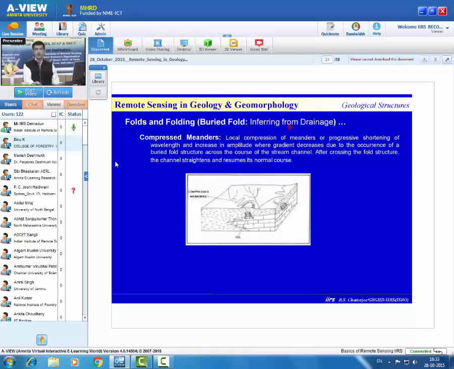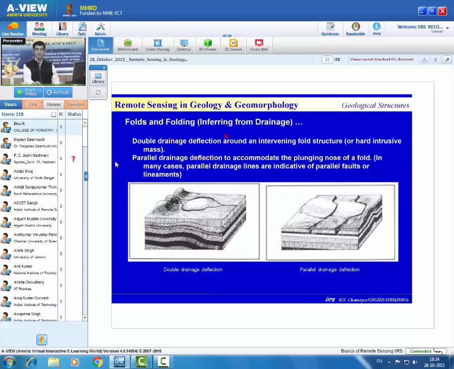Now if the folds are buried, they cannot be seen from the satellite directly. Then how can we interpret if there is a fold or not? Sometimes we use compressed meanders and some of the drainage anomalies to interpret a fold. Like compressed meanders here, you can see the compressed meanders, and there is a folded structure. After this stream crosses this folded structure, it becomes normal. The course of the stream becomes normal, and resumes its normal course, isn't it? So this is from the drainage anomaly. You can interpret the buried fold.